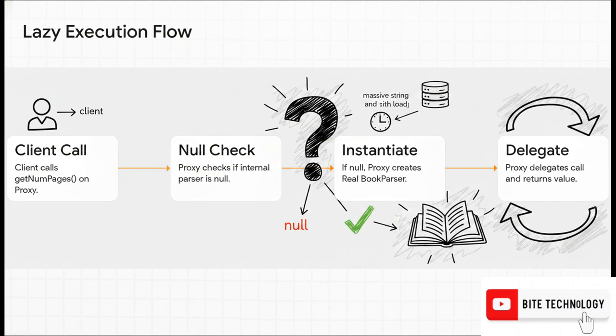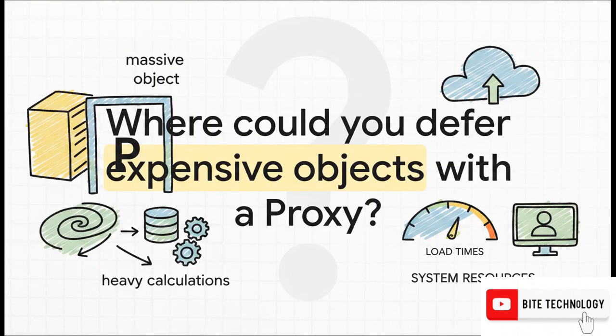Plus, and this is a real game changer, for any future calls, the real parser is already built and cached inside the proxy. As we wrap up this explainer, I'm going to leave you with a bit of a challenge. Take a hard look at your own code bases today. Are you blindly instantiating massive objects or pulling huge database queries before the user even needs them? Ask yourself, where can a virtual proxy act as your ultimate gatekeeper to drastically speed up load times, save resources, and just keep your servers from breaking a sweat?